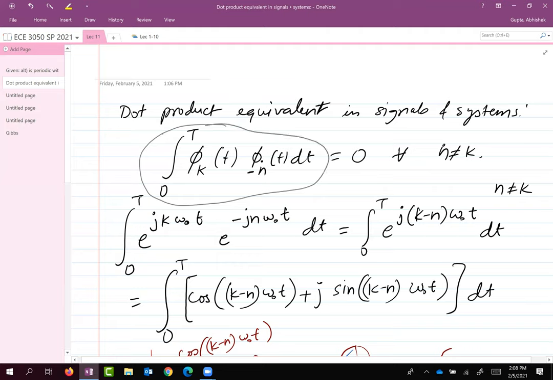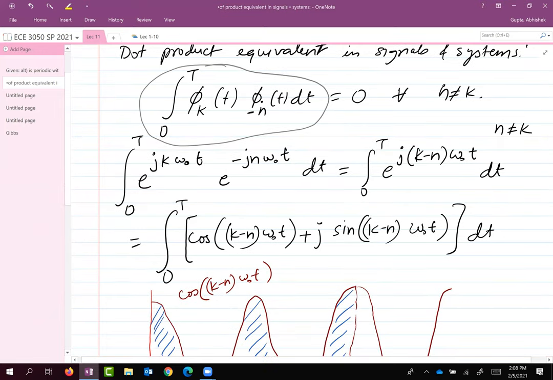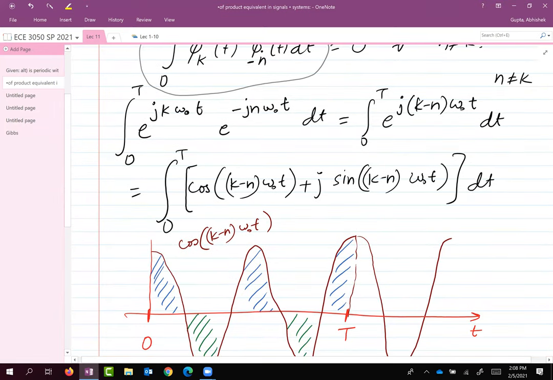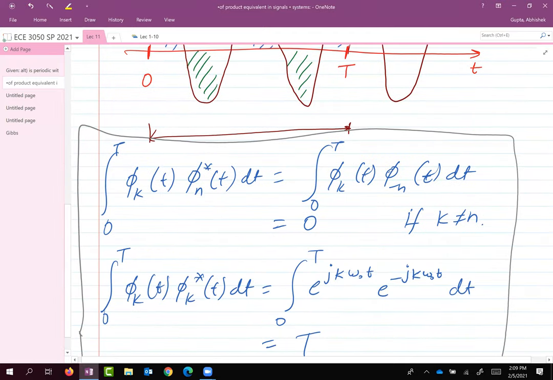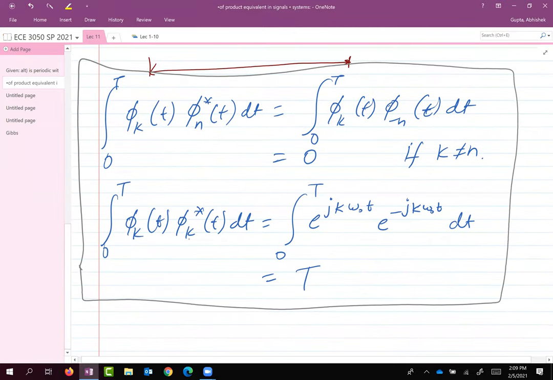So once we have defined the dot product, we have to show that actually the signals are orthogonal to each other. And that's what we have shown here: if you multiply the signal with the conjugate of itself, the integral is equal to T. But if you multiply it with the conjugate of some other signal, the inner product, the dot product, is zero. So now we are going to exploit this in order to compute the value of a_k.